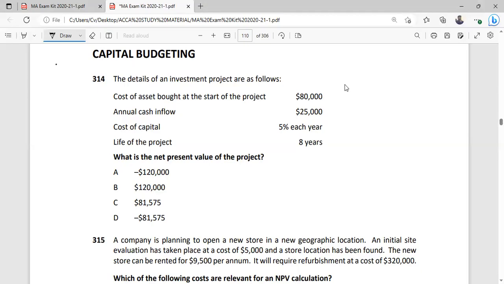Details of an investment project are as follows. Cost of asset at the start of the project. Start always means year zero. Start means today. $80,000. Annual cash inflow $25,000. Cost of capital is 5% and life of the project is 8 years. Now the annual cash flows are constant throughout the 8 years. When your cash flows are constant throughout the 8 years, then you are not required to calculate the present value of cash flow for each year separately. You can calculate annuity value of cash flows.